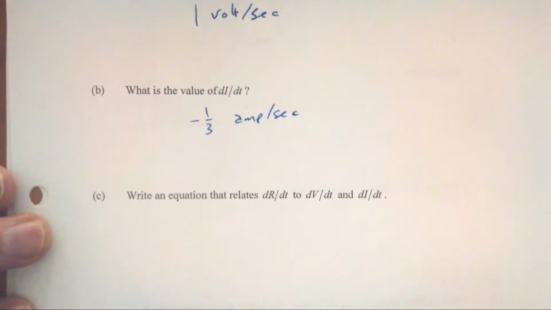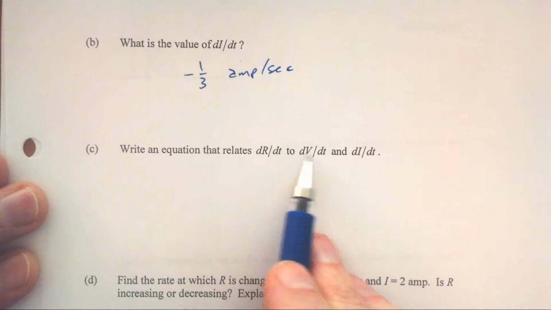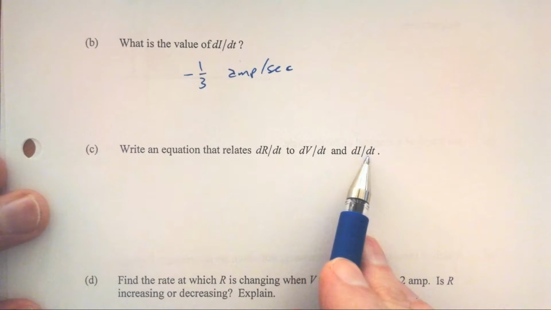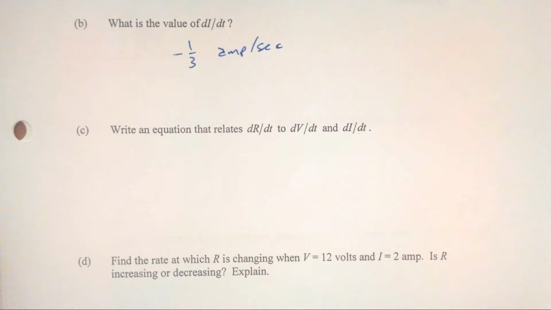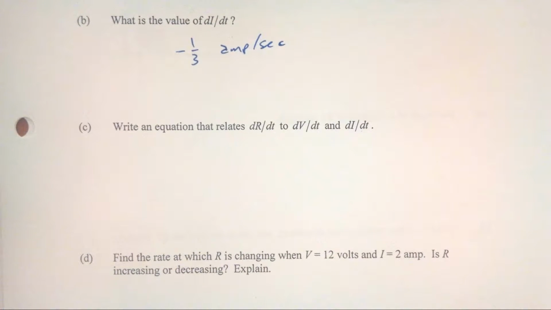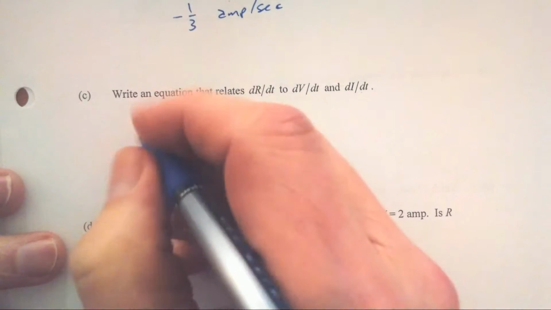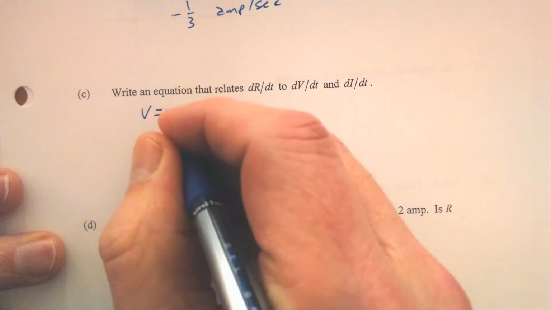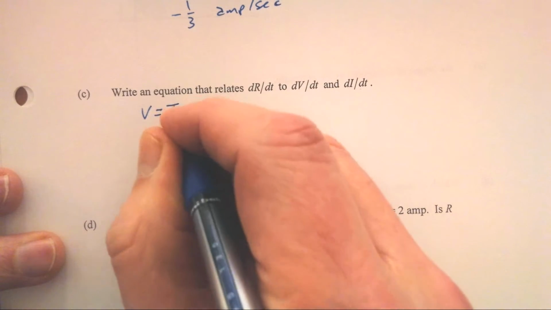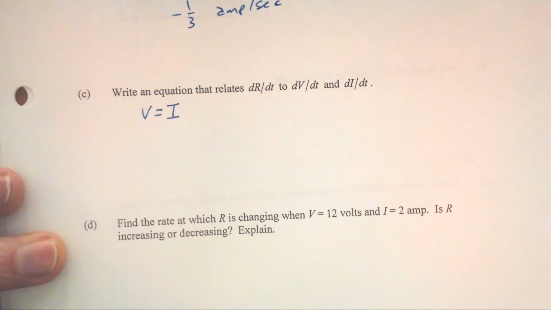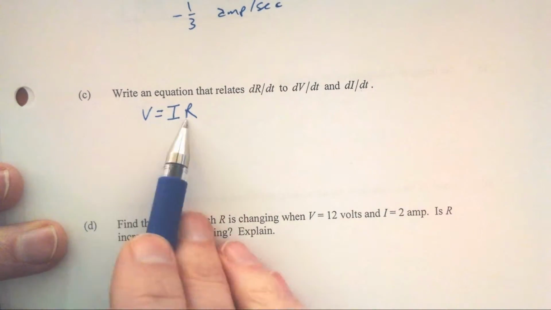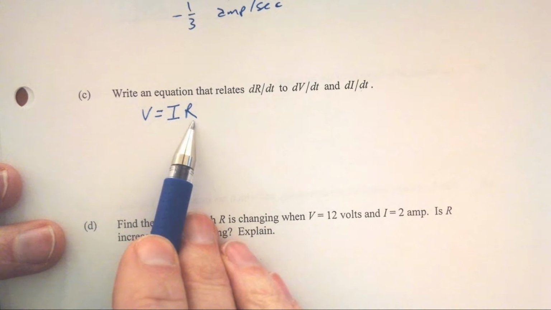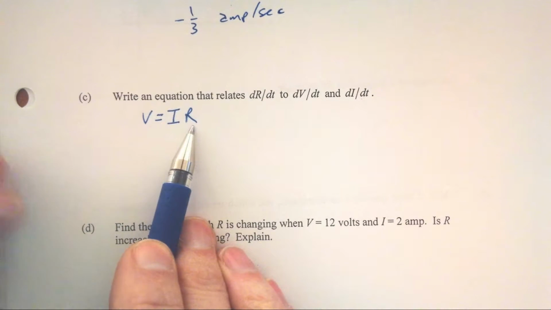Write an equation that relates dr dt to dv dt and di dt. Now, my approach to this is a little bit different than how the book did it. We have a given equation of volts equals amperes, which is I. Make sure to put the capital I on that so it doesn't somehow become an L or a 1 or something, times R. The book just treats it like a product rule, I times R, when we're doing this.